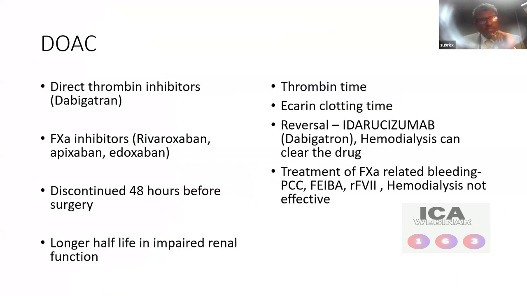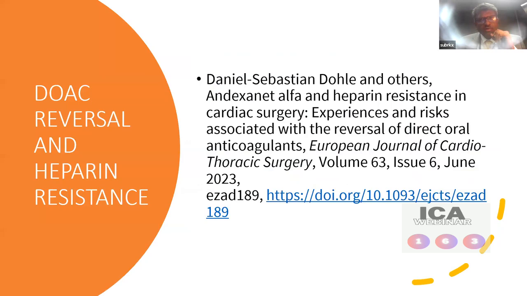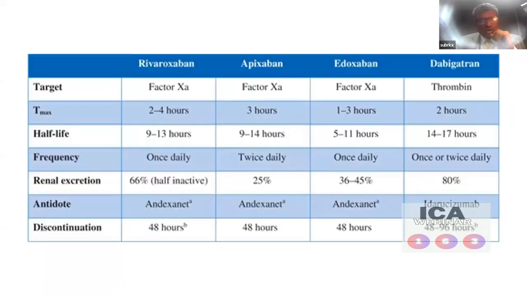Direct thrombin inhibitors and factor 10A inhibitors are increasing in use in patients with atrial fibrillation or venous thromboembolic disease. They have special problems. You cannot detect their action by regular coagulation studies. You have to do a thrombin time or ecarin clotting time. And the reversal of these agents is a problem. So this is a commonly used drug like apixaban, rivaroxaban, or dabigatran.